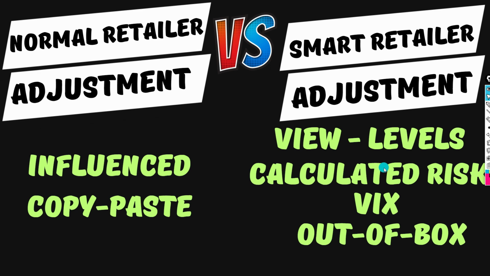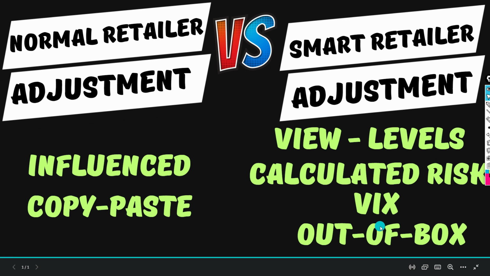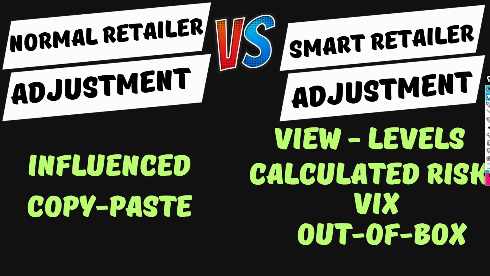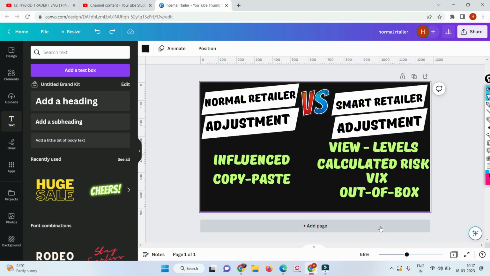Calculated risk, they know the risk. There are two things, risk and calculated risk. Every time it should be calculated risk, not risk. VIX, which is very important because at the end of the day we are not so-called option sellers. Don't ever call yourself an option seller, but instead call yourself a volatility trader. And then out of the box adjustments, this is not at all out of the box, this is one of the common sense adjustments.